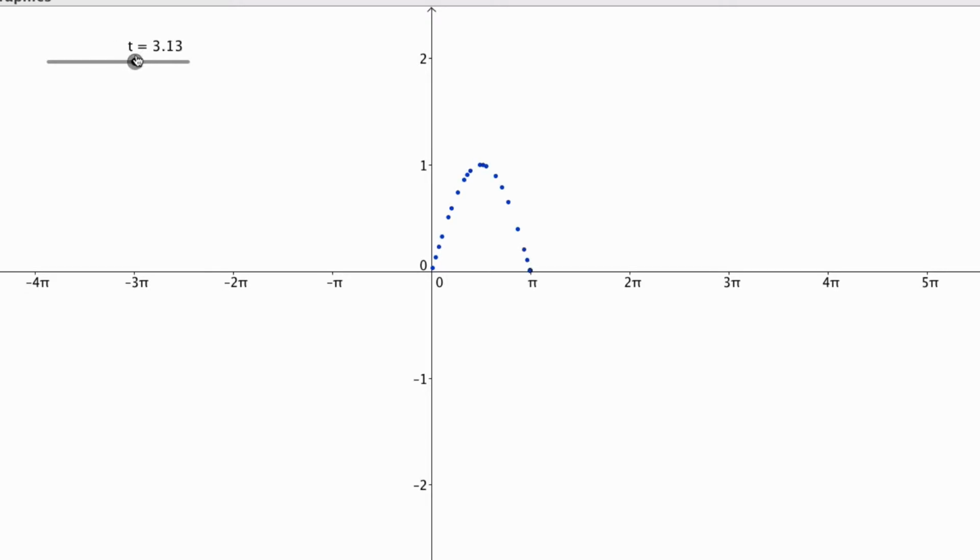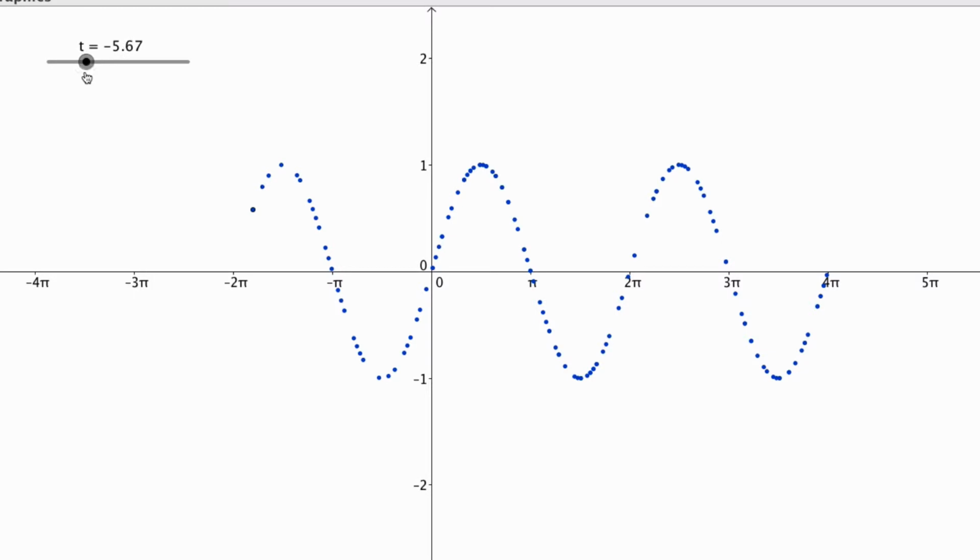So it behaves a little bit like cosine but different. It's still periodic, it's going up and down as t gets bigger, and the same thing with negative t. Back I go. It just has the same behavior whether t is positive or negative.